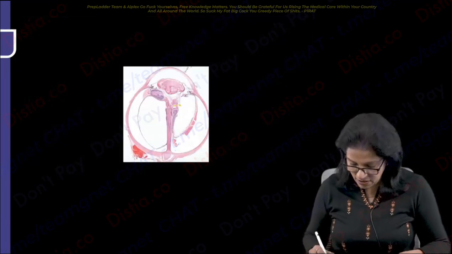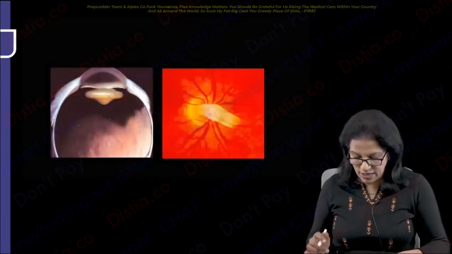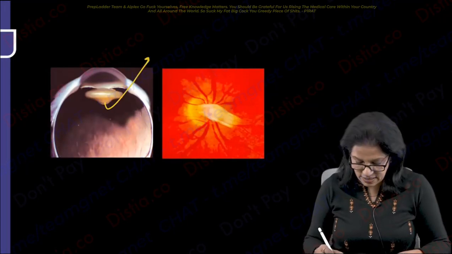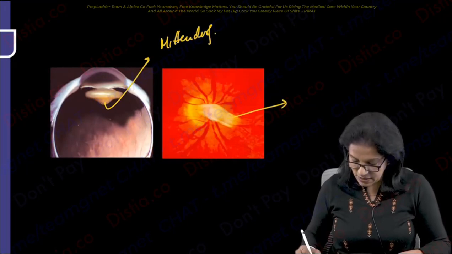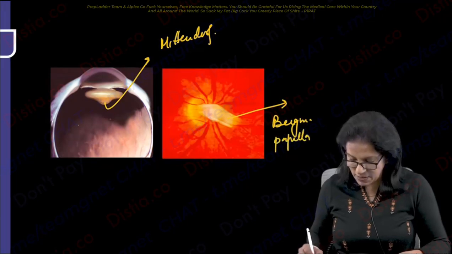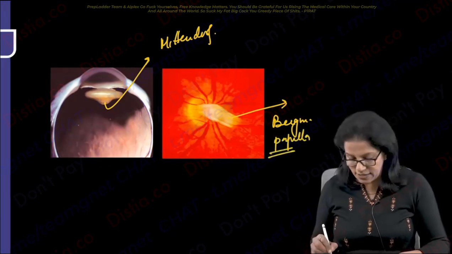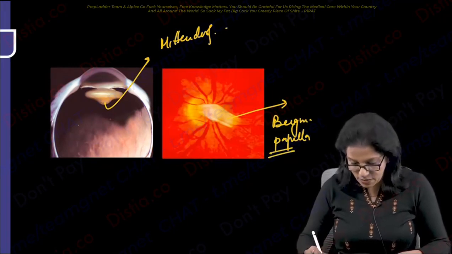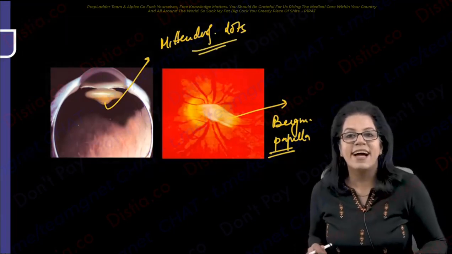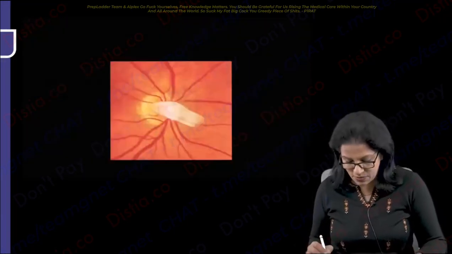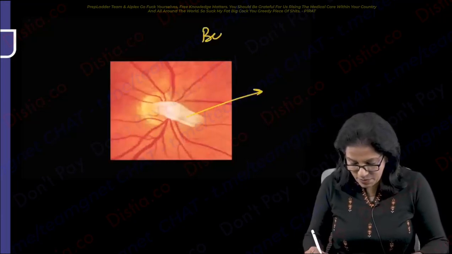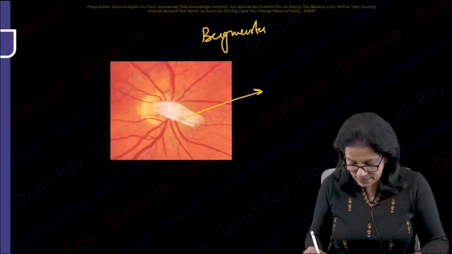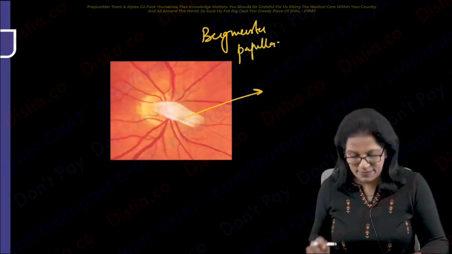This is generally a case of PHPV, persistent hyperplastic primary vitreous. Okay, so what was at the back of the lens? This is what is Mittendorf dot. And this is what is Bergmeister papilla. We just learnt it. So Bergmeister papilla is what? It is a remnant of hyaloid tissue at the disc, and just behind the lens, this is called Mittendorf dot. Both are remnants of hyaloid tissue, right? Mesodermal tissue. Again, what are you looking at here? This is Bergmeister papilla.